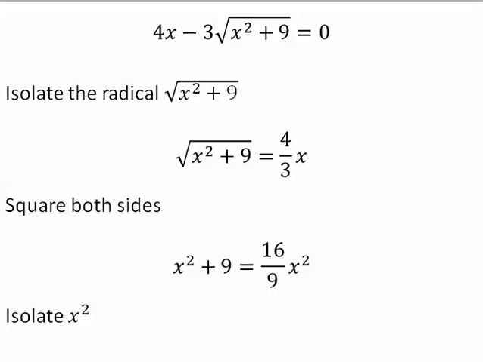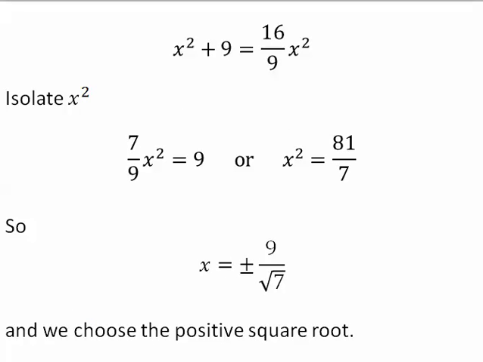If the numerator is equal to 0, what we want to do is find x. To do that, we isolate the radical. After we isolate the radical, we square both sides. And then we isolate x squared. We get that x squared equals 81 over 7. And so x equals plus or minus 9 divided by square root of 7. And we choose the positive square root because if you remember the picture, then the negative square root would have her rowing away from town.